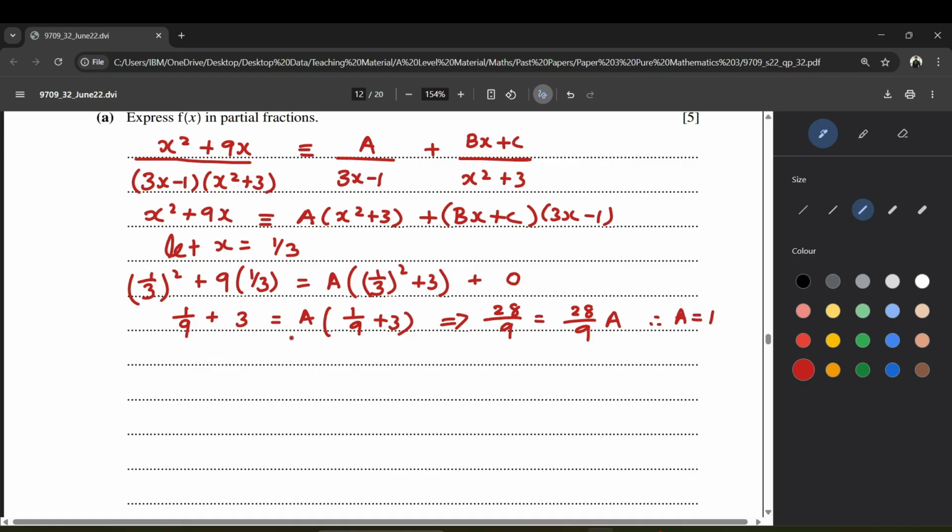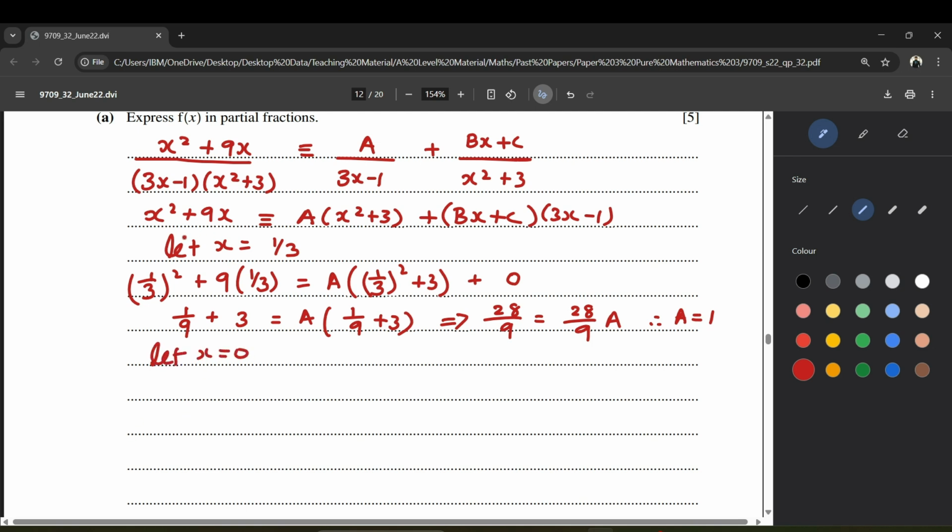All right. Now, if I can cancel b, then I can find out c. So if I let x equal 0, b is going to cancel out. And even if a doesn't cancel out, no problem. I have already found the value of a. So let x be equal to 0.